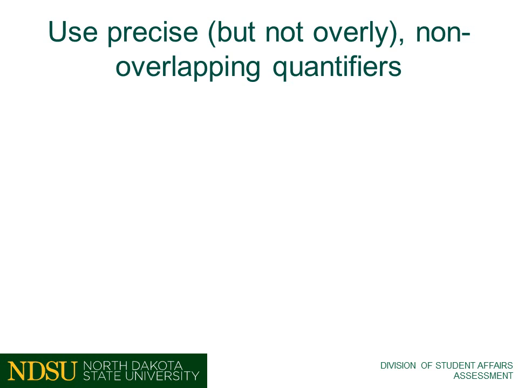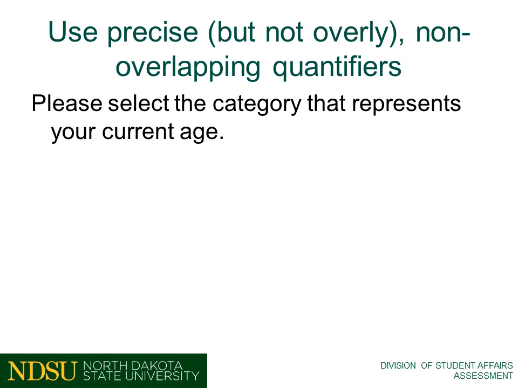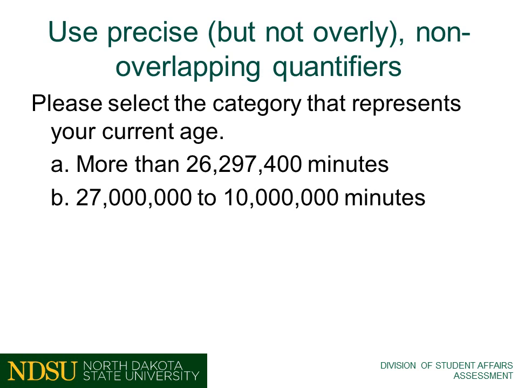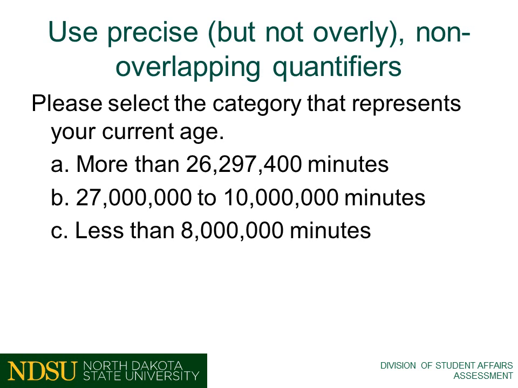Another important thing to think about when you're designing your items is to use precise, but not overly precise, non-overlapping quantifiers. So let's look at an example. Let's say you're interested in including the respondent's age as one of the questions in your survey. So to be precise, you could ask, please select the category that represents your current age, and we could use minutes as the measure of how old someone is. So you could say more than 26,297,400 minutes old, between 27 million and 10 million minutes old, or less than 8 million minutes old. Now it's a bit of a silly example, but you can see this is excessively precise for the usage we have in mind of using the results for our survey data.